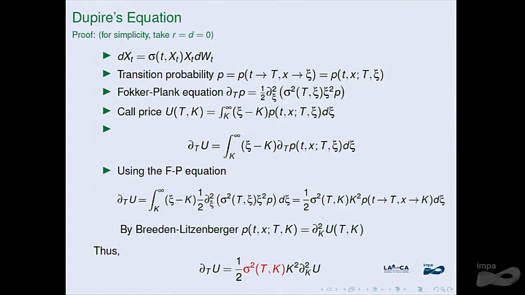Now you call in a result by Breeden and Litzenberger, basically an exercise in differentiation, but this result turns out to be very important: the probability density that I just wrote here is the second derivative with respect to k of u. And there it goes. So there you have Dupire's equation.